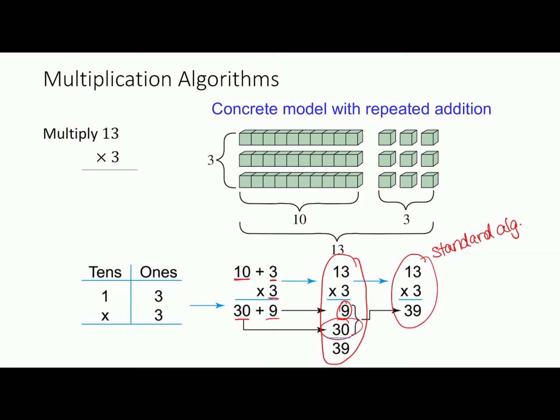We're going to multiply the 3 times 3, and then we multiply the 3 times 1, and that 3 goes over here because really when we're multiplying that 1, we're saying 10. And so that 3 times 1 is 3 tens, and that goes in the tens place. Okay, so we've got the expanded algorithm and the standard algorithm here.